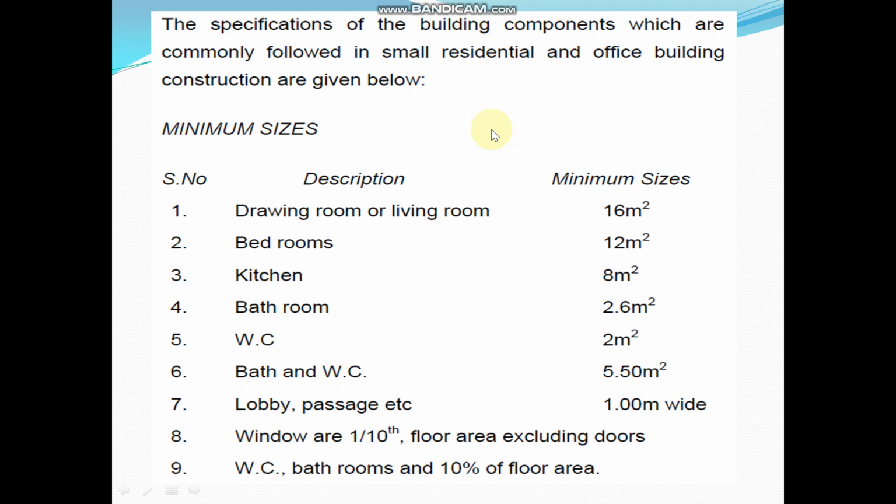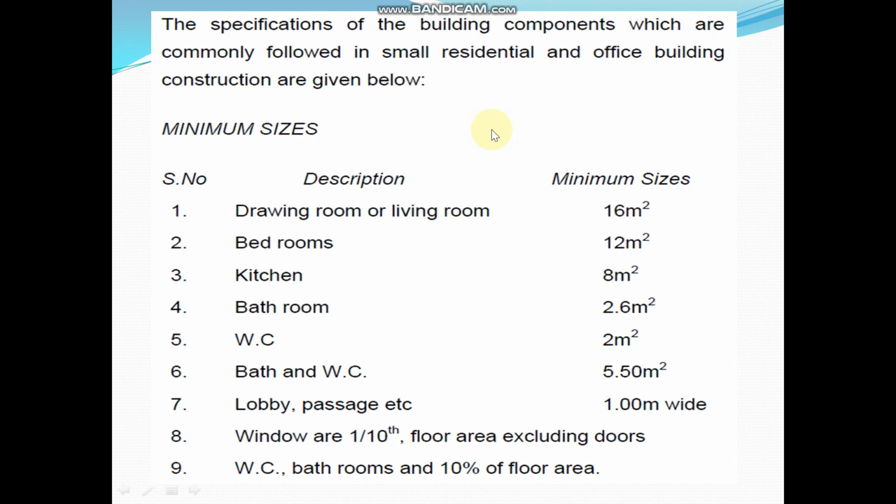Bedroom should be at least 12 square meters. Kitchen at least 8 square meters. Bathroom and WC: when we make bath and WC combined, it should be 5.5 square meters. When we make them in a single way, the bath will be 2.6 square meters and the WC 2 square meters.